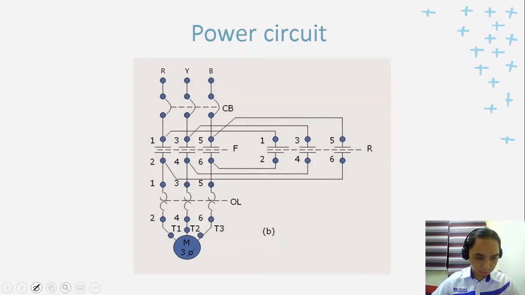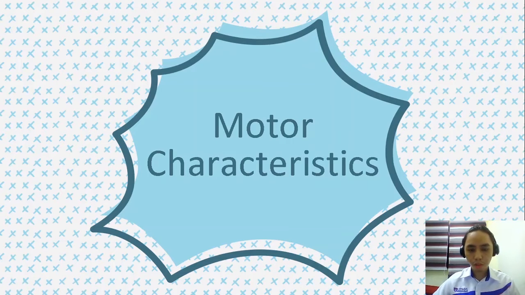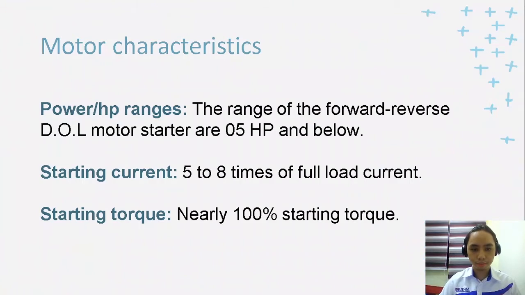Okay, so motor characteristics. First, let's talk about the power and HP range. The power and HP range of the motor is 5 horsepower and below. This is because it has a huge voltage drop after starting the motor. That's why it's only 5 horsepower and below.